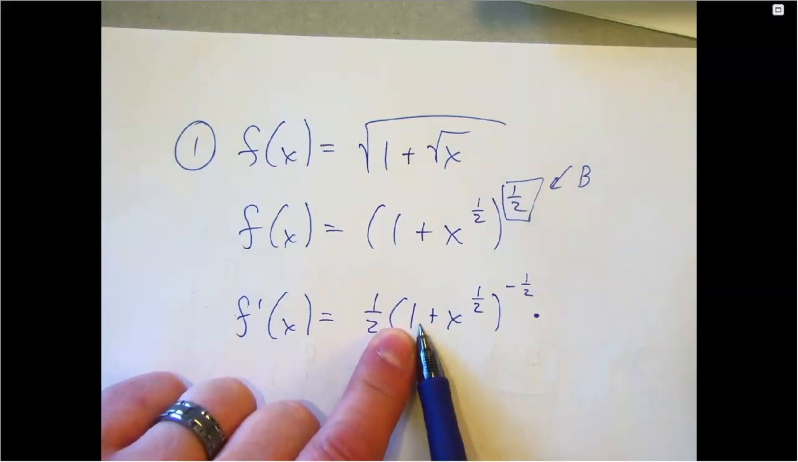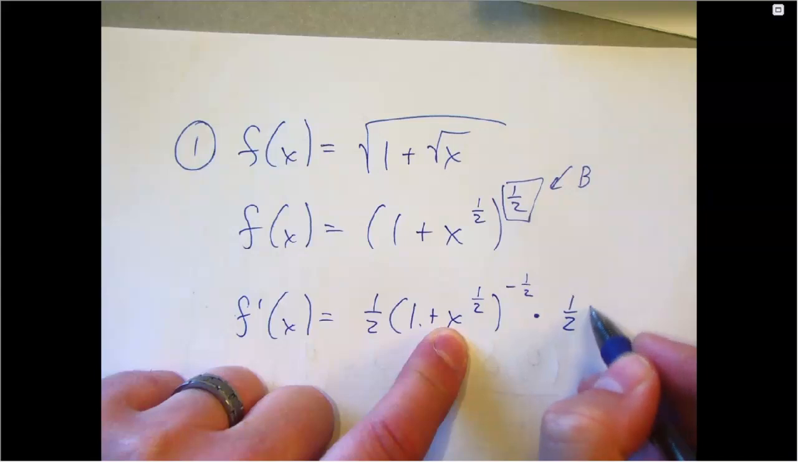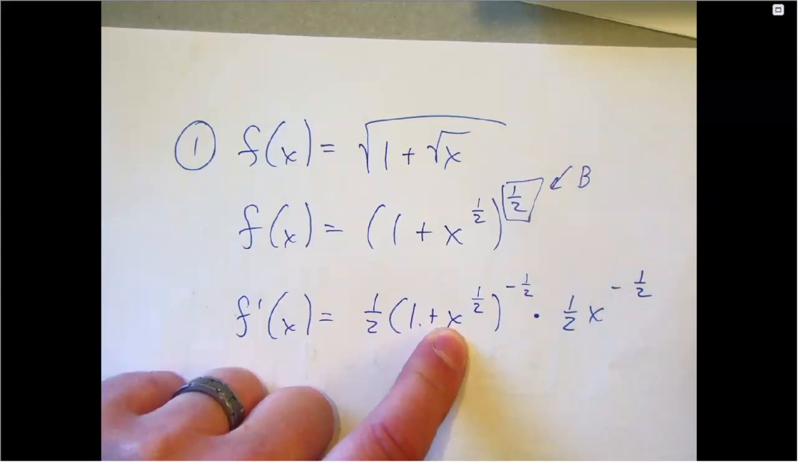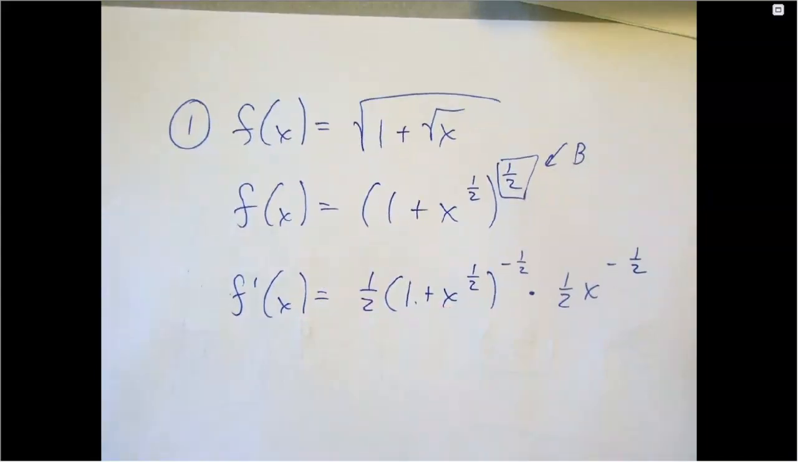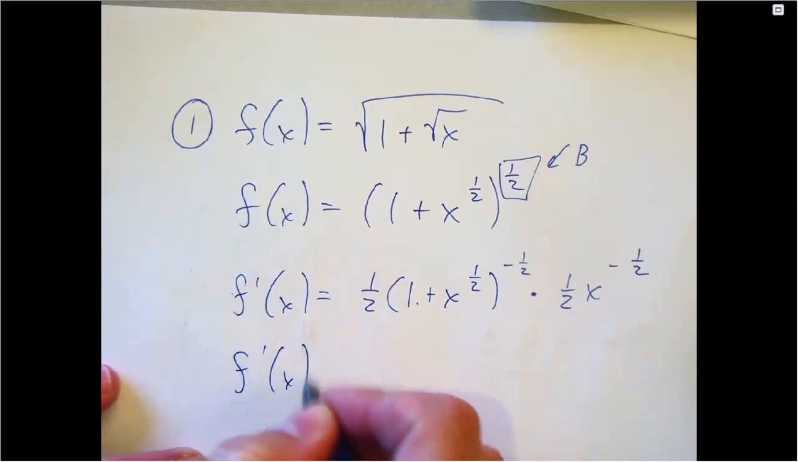The derivative of 1 is just nothing. The derivative of x to the 1 half, you bring down the power, leave the x, and reduce the power by 1, so now it's negative 1 half. Like, that's the correct answer. It's just not how they put it. They put it back into a fraction form. So let's look at how we would do that to match up.